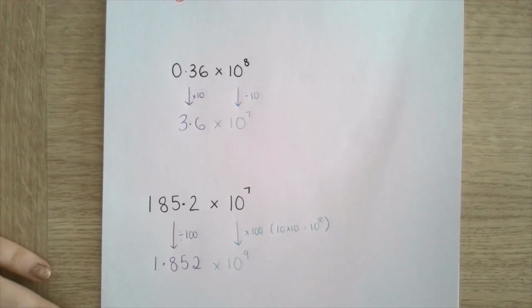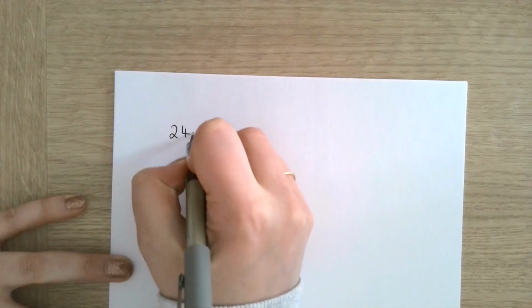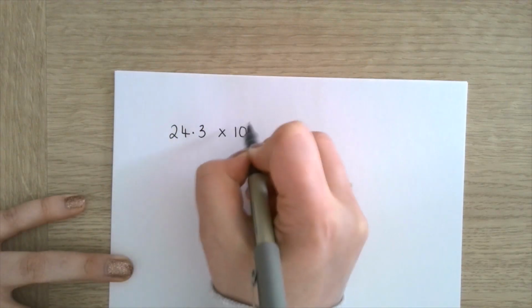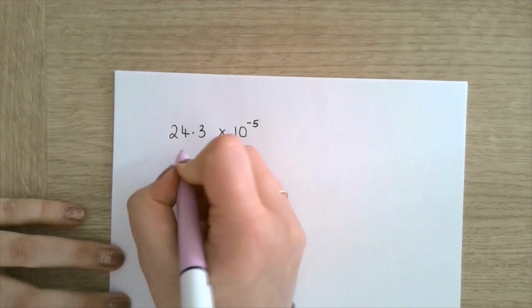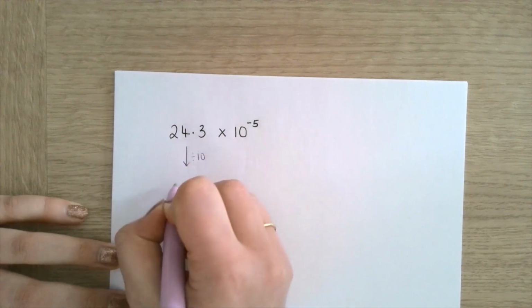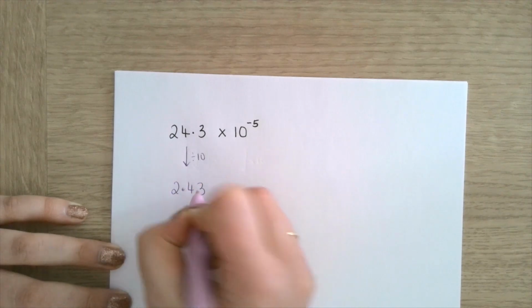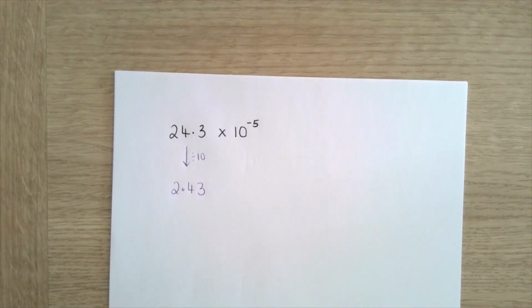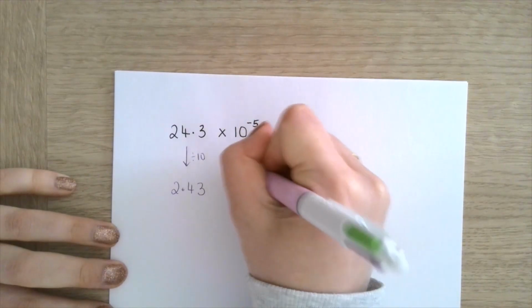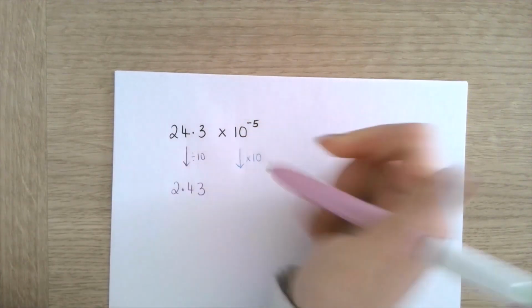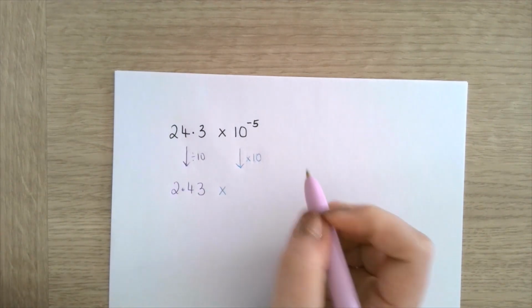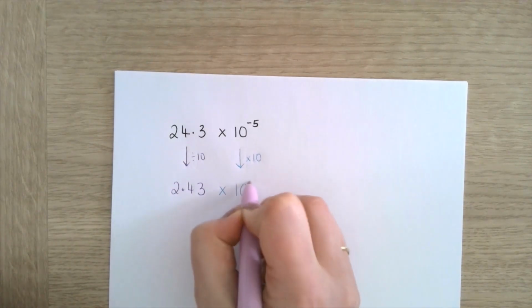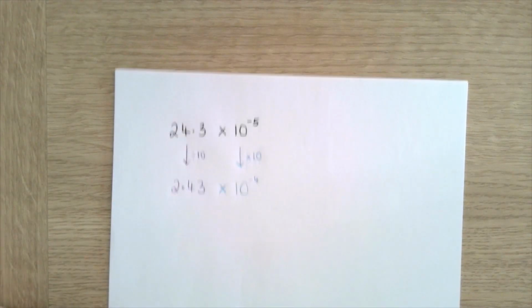Let's see that with some negative powers then. So 24.3 times 10 to the power of negative 5. I'm going to need to divide this by 10 to make it 2.43. Because I've divided this by 10, I'm going to need to multiply this by 10. And remember, when you multiply by 10, it means you add a power on. So negative 5 add 1 is going to get me negative 4.